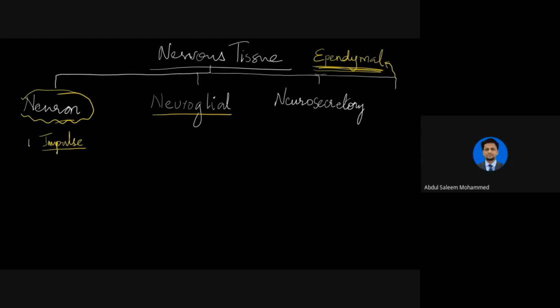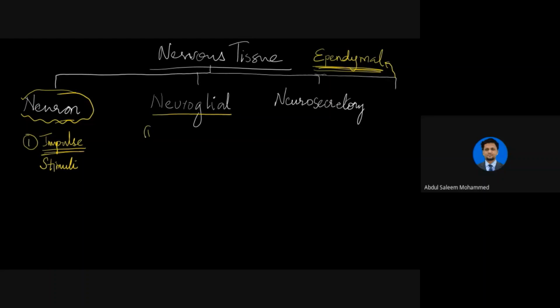I have written the functions of the neuron first. That is, neurons are helpful in transmitting the impulse. So please write it down completely; I've just written impulse here. Please write down transmitting the impulse, helpful in the transmission of the stimuli. That's another term, stimuli. Stimulus is singular, stimuli is plural.